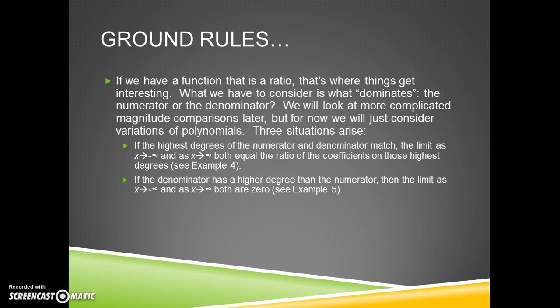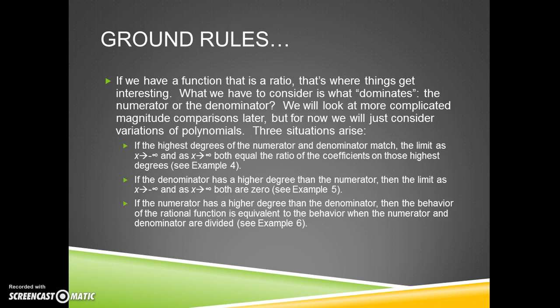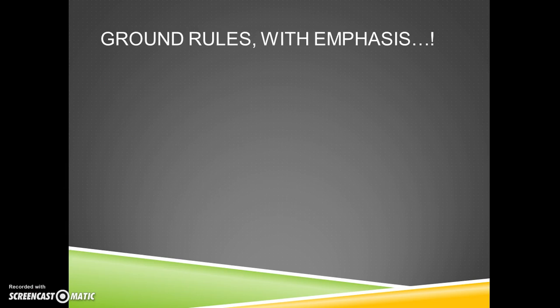If the denominator has a higher degree than the numerator, then the limit as x goes to negative infinity and as x goes to positive infinity both are 0, which we'll see in example 5. And if the numerator has a higher degree than the denominator, then the behavior of the rational function is equivalent to the behavior of what happens when the numerator and denominator are divided, which we can see in example 6. So let's take a look at those examples.